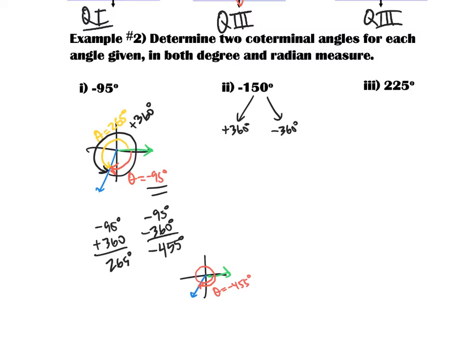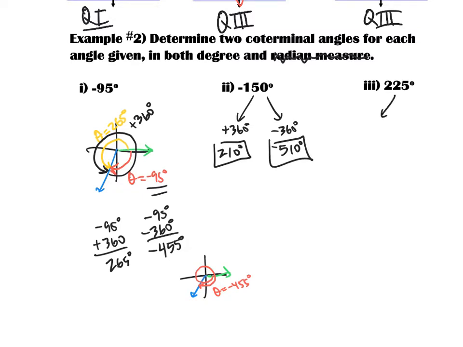I've asked you also to put these in radian measure. I think we'll get to that in a little bit, so scratch that for just a moment. Okay, so add 360. That would be 210. There's one coterminal angle with negative 150. Subtract 360, that's going to be negative 510. There's your other coterminal angle.